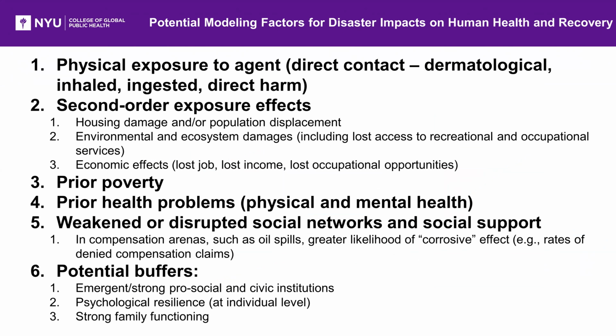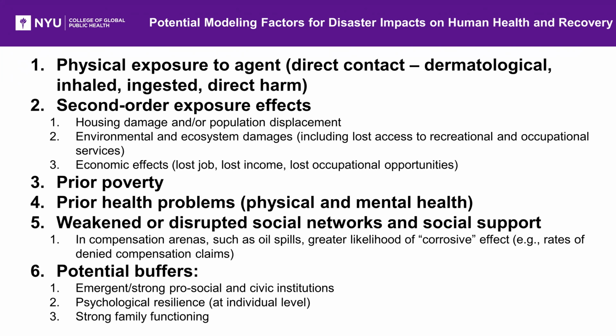The second order exposure effects: when we do hurricane studies, we obviously look at housing and displacement. The ecosystem services effects, in terms of people's lost access to recreation and occupational services, and the economic effects, as we've talked about, prior poverty, prior health problems, which could be gained from secondary data at county and sometimes smaller area level.